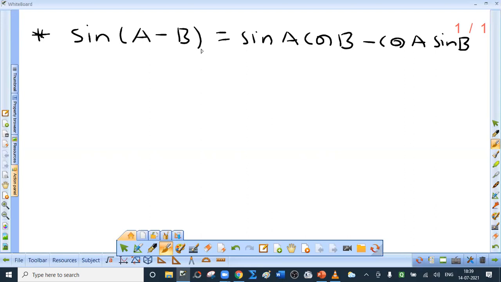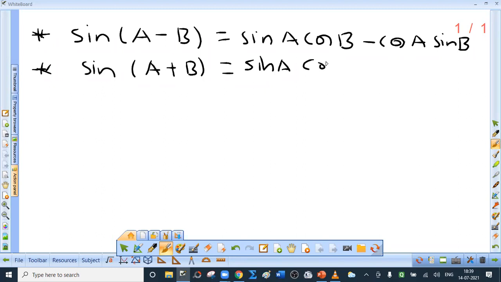Okay, and after that, using this analogy, we can write sine of a plus b, but of course we will prove this. What will be sine of a plus b? Expected expansion is sine a cos b plus cos a sin b. Okay, this is the expected expansion. So let us prove this result.